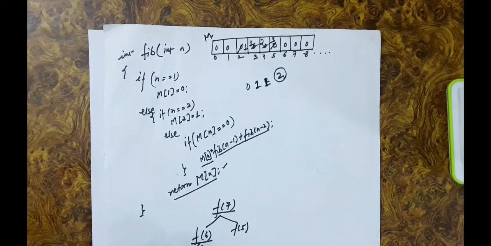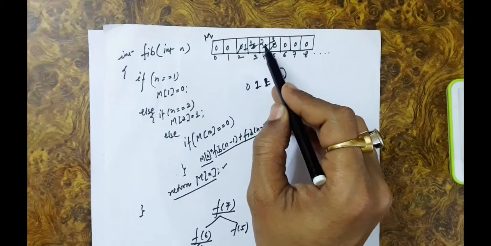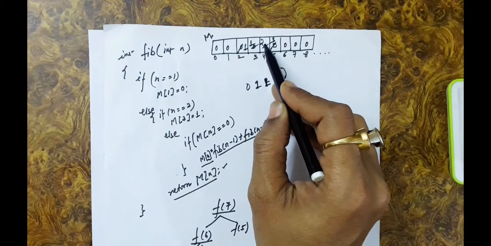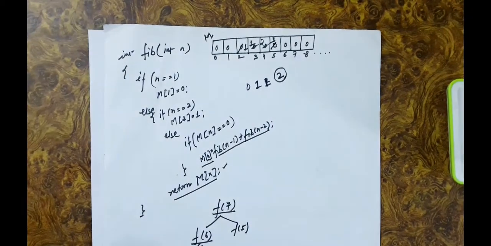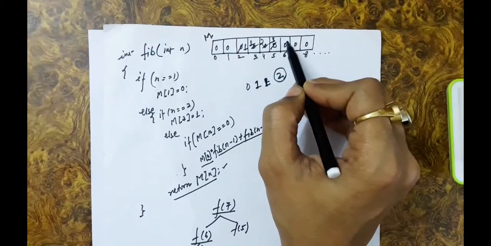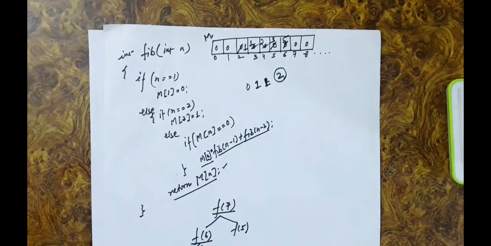Now make a call for f4. When the value of n is 4, m4 is not 0, it is 2. That means we have already found the fourth term. So don't make the recursive call again. So we have f5 and f4 both. So 2 plus 3, this is set as 5. Now we have the value of m6.